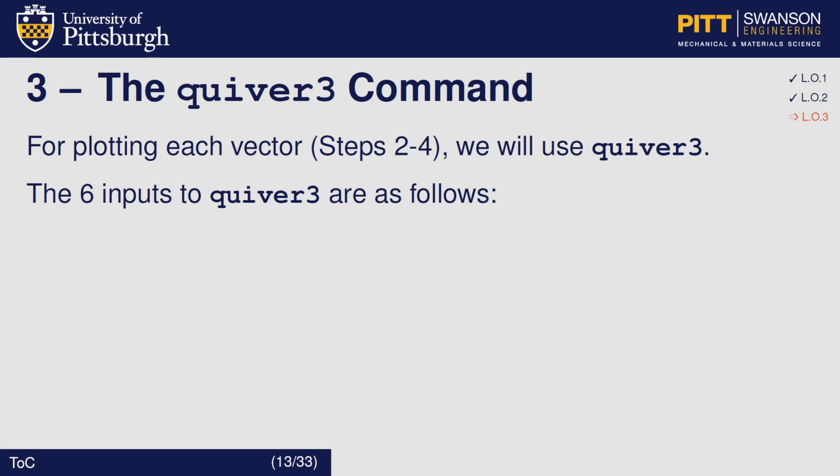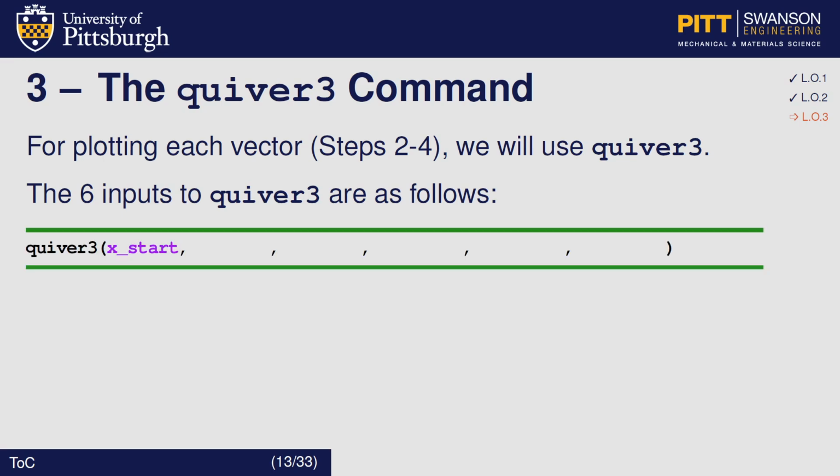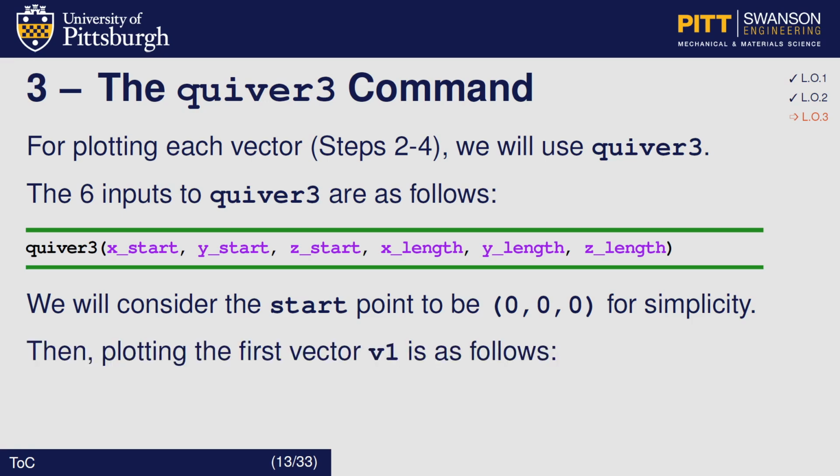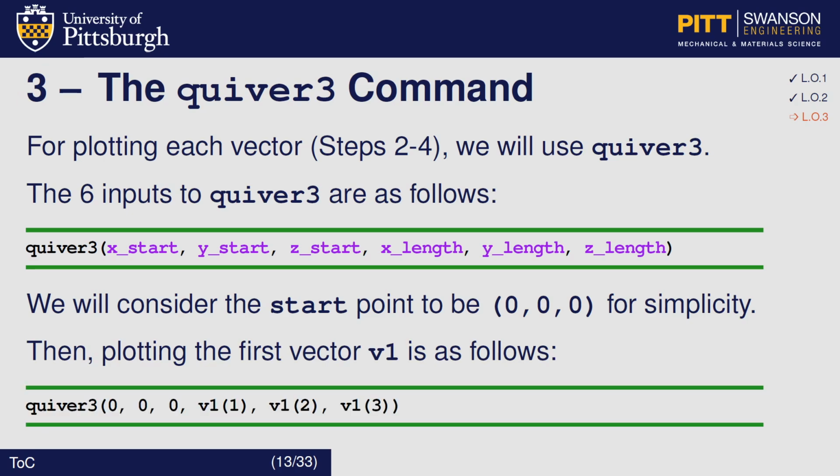It takes 6 inputs, which are as follows. First, the x start input, then y start and z start, followed by the x length, y length, and z length. Together, these 6 inputs define the 3 coordinates at which the arrow should start and then how long the arrow is in each direction. For simplicity, we'll consider just 0, 0, 0, or the origin, as the start point for the vector, which means that we can plot the first input vector v1 as follows. quiver3(0, 0, 0, v1(1), v1(2), v1(3)).